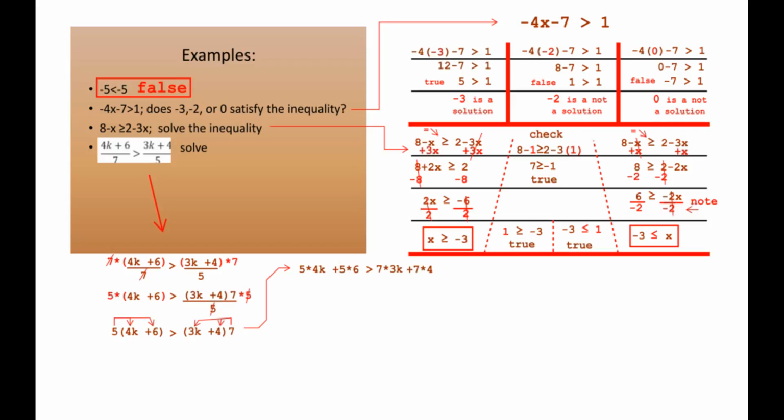So 5 times 4, 20k. Okay, so 5 times 4 gives us 20, and let's bring on the k, right? 5 times 6, 30, and it's positive, so plus 30. On the other side of our inequality sign, we have 7 times 3, 21, 21k then. 7 times 4, 28. All right. And now we got to solve for k.